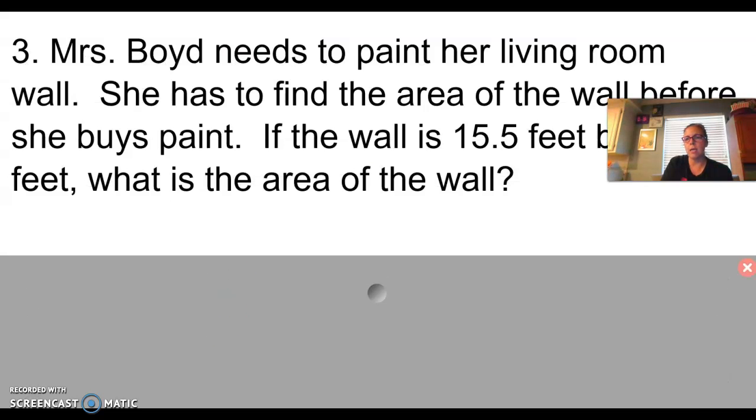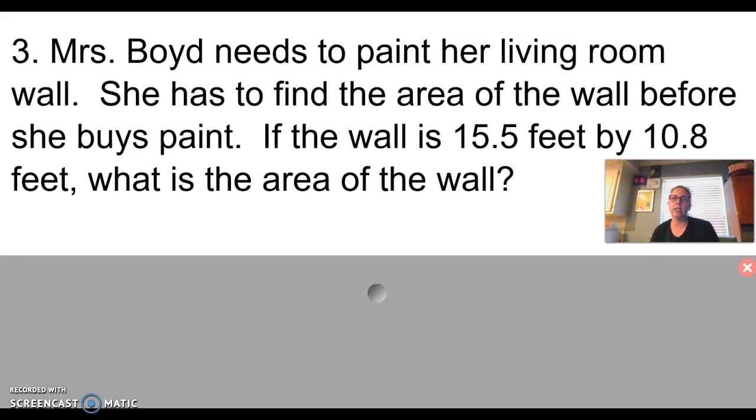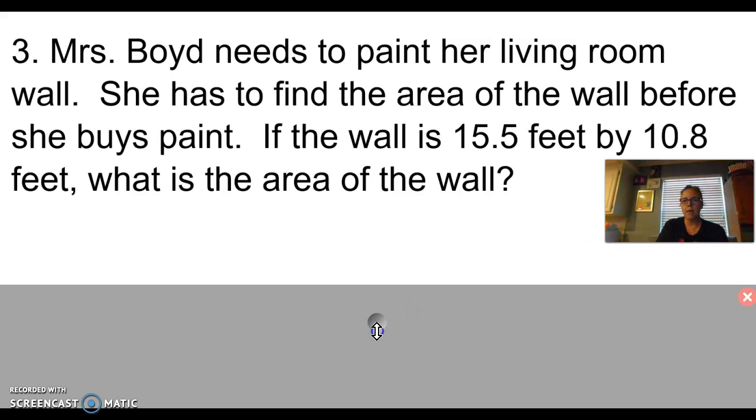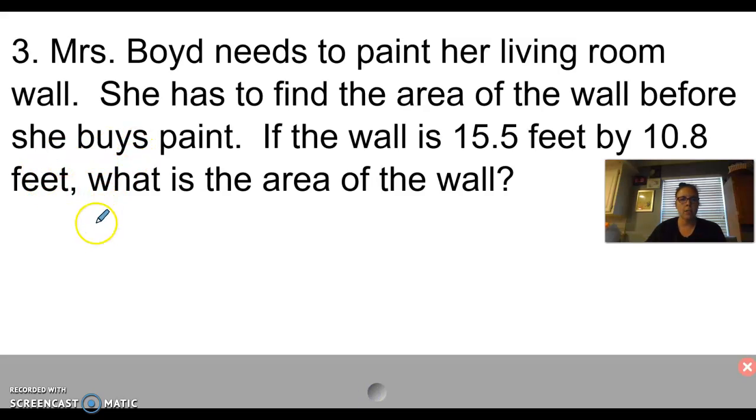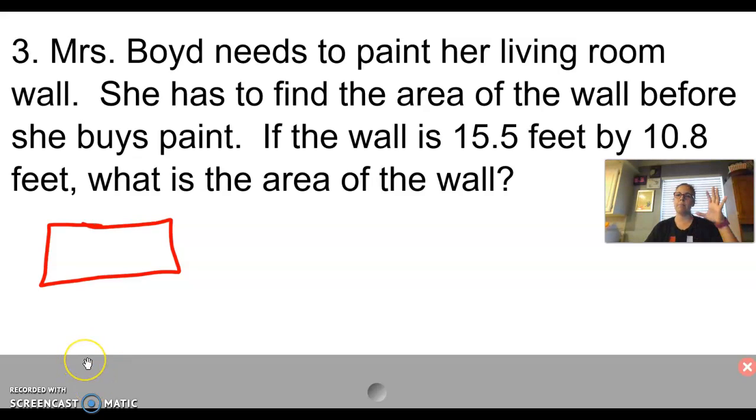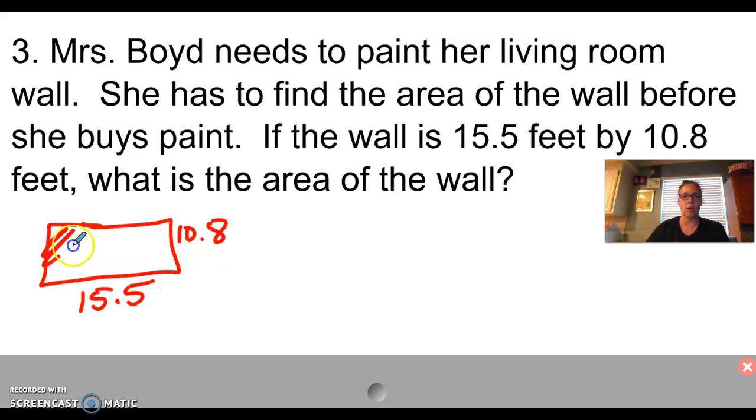Next one. Mrs. Boyd, so that's me, needs to paint her living room wall. She has to find the area of the wall before she buys it. If the wall is 15.5 feet by 10.8 feet, what is the area of the wall? Okay, even if you don't remember area, so I have a wall that I want to paint. Do you know paint? You buy it by the can, but you have to know how much you're covering. So if this is 15.5 feet by 10.8 feet, and we want to know this whole area. Okay, so remember area, we're going to multiply.